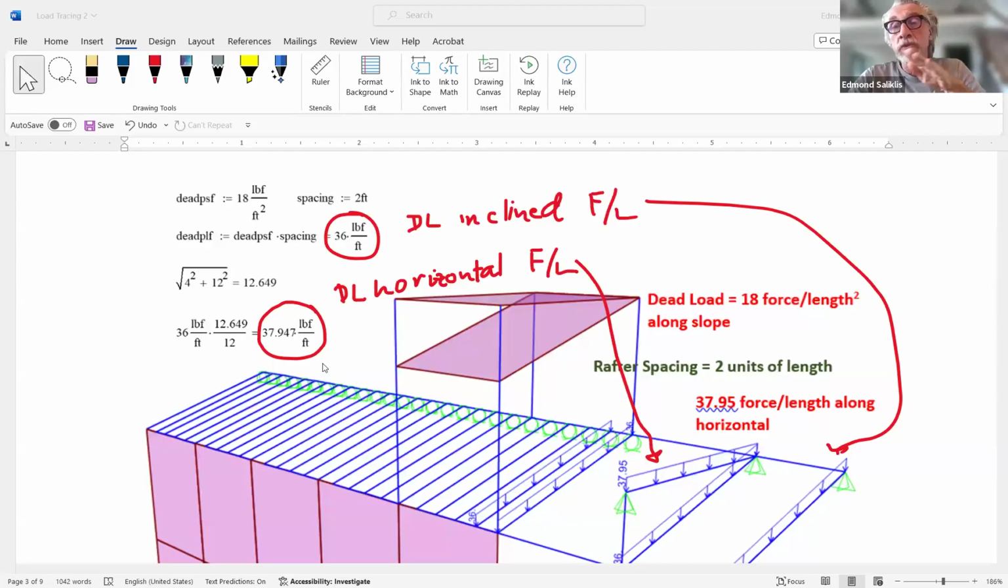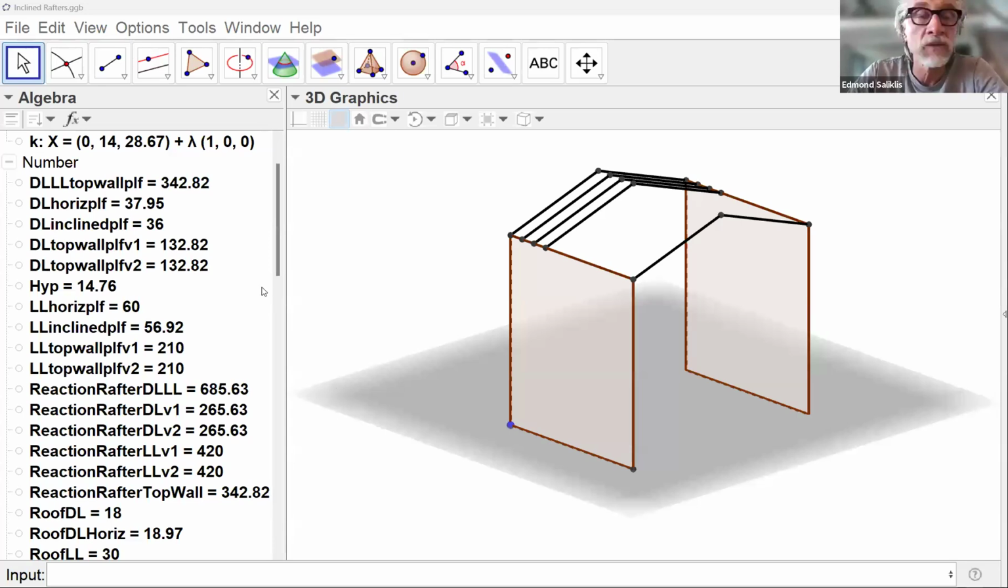I changed the force per length, which was on the inclined plane, and I just made it a force per length on the horizontal plane. You could do that, or you could do it the other way. It doesn't matter. So what I'd like you to do is be nimble or acrobatic, and you should be able to do it either way. Changing horizontal force per length squared to force per length, or inclined force per length squared to force per length.